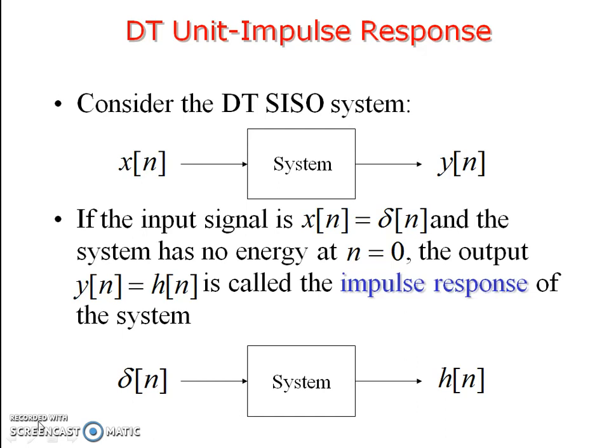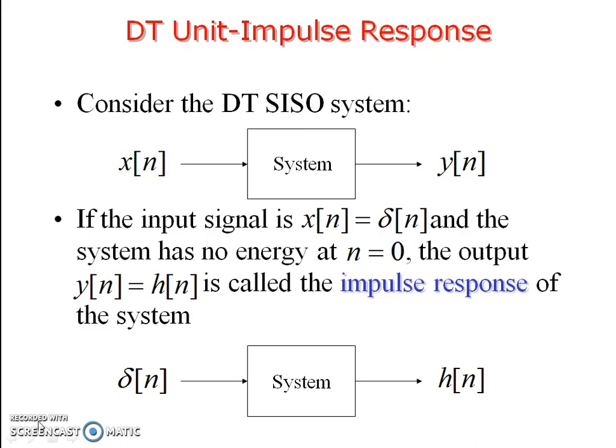Let's see the topics of this particular section. Discrete time unit impulse response. What is the discrete time unit impulse response? Consider the discrete time single input single output system where x of n is the input for the system and y of n is the output for that system. If the input signal is x of n equals delta of n and the system has no energy at n equals 0, the output y of n equals h of n is called the impulse response of the particular system.